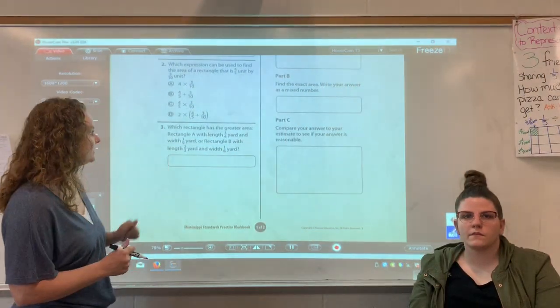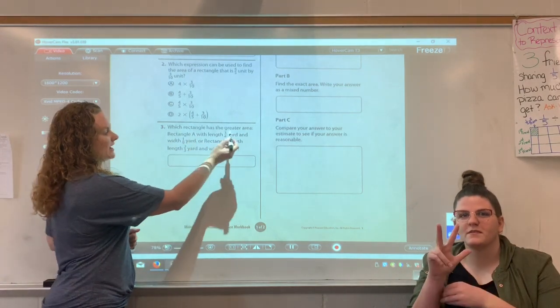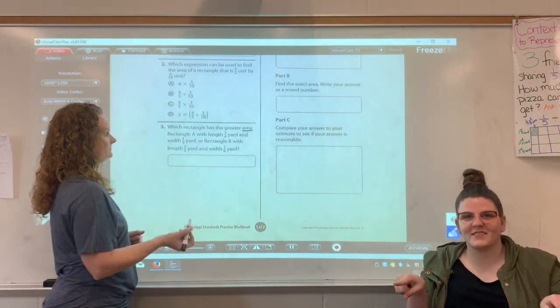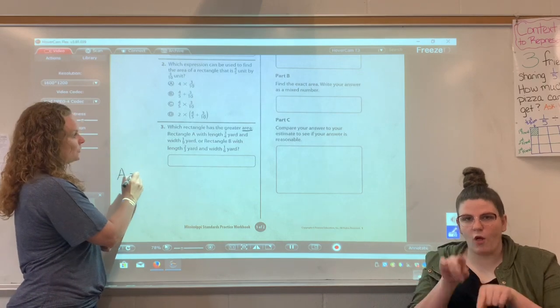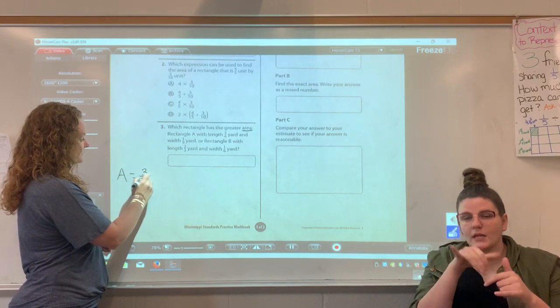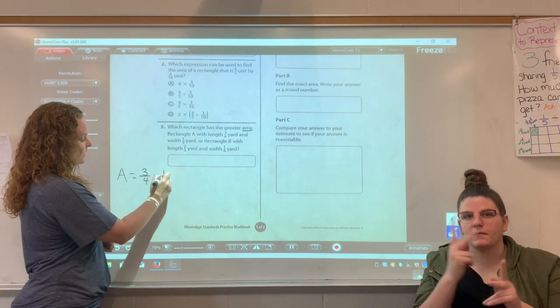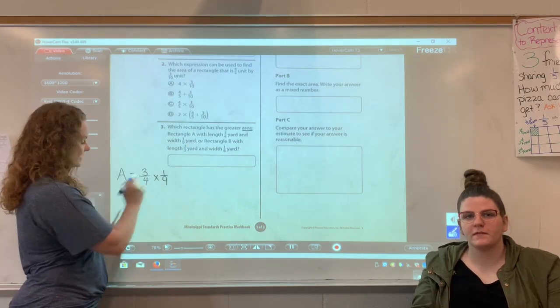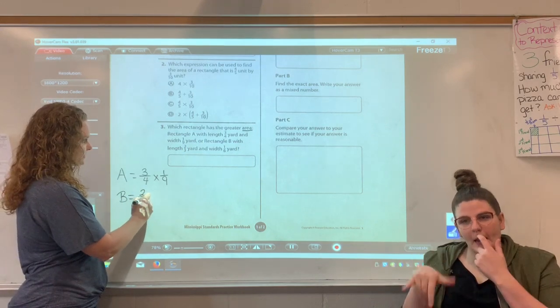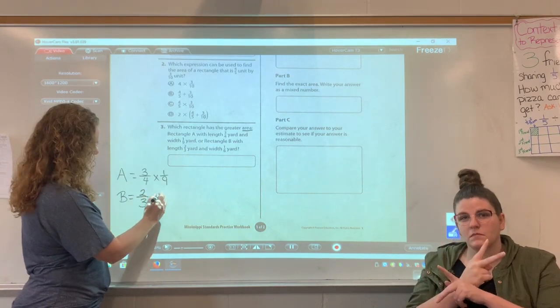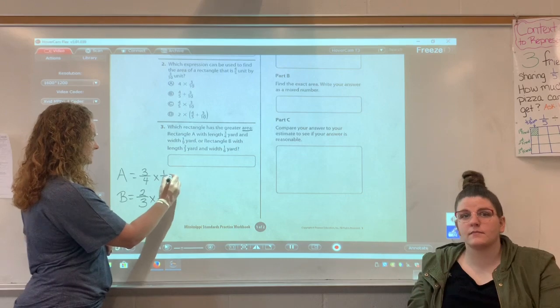All right, number 3. Which rectangle has a greater area? So we have rectangle A, which we're going to write out. We have A, which is 3/4 times 1/9, and then we have rectangle B, which is 2/3 times 1/6. Okay, so then we figure it out.